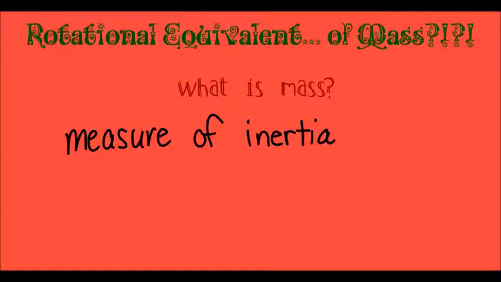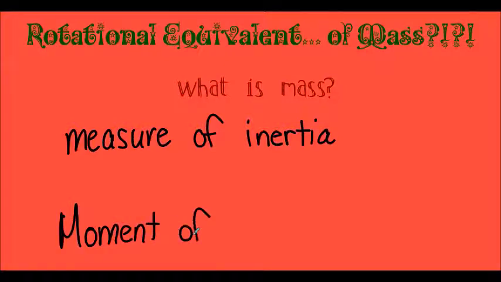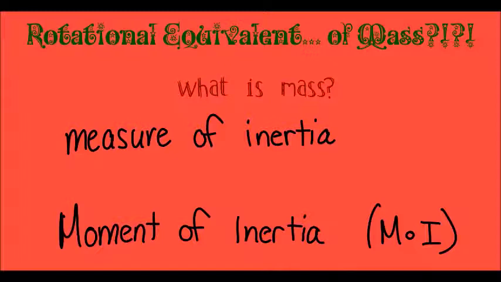When you think of mass in that light, it may make a little more sense that we have a rotational equivalent. In other words, the rotational equivalent to mass, which is called the moment of inertia, or sometimes I abbreviate it to MOI for short, would be the object's resistance to a change in its rotational motion. So let's think about what would make an object easier to start rotating, or maybe harder to make it start rotating.